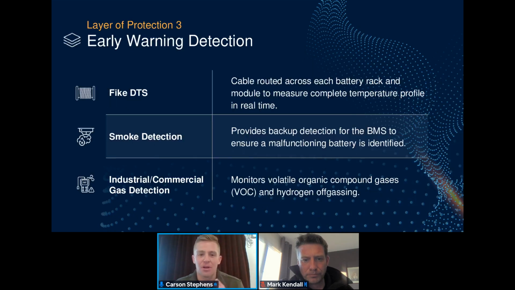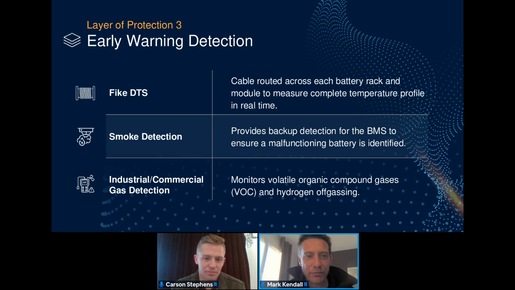So I'm going to turn it back over to Mark to talk about layer 3 and get into a little bit more detail of early warning. Layer 3, we're looking at more traditional types of what we would call fire detection, or the detection methods that are used generally within the fire industry.